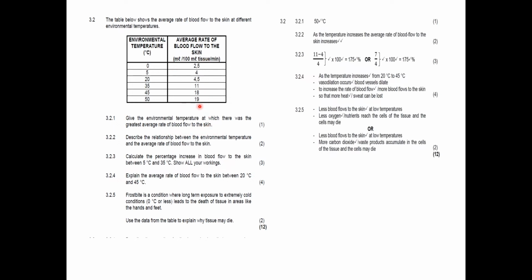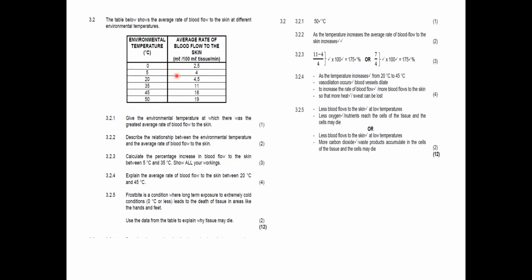Greatest average blood flow, I can see that's 19. What's the degrees? 50 degrees Celsius. Answer and unit, please. 3.2.2. Describe the relationship between the environmental temperature and the average rate of blood flow to the skin. I can see as the environmental temperature is increasing, the average rate of blood flow to the skin is also increasing.